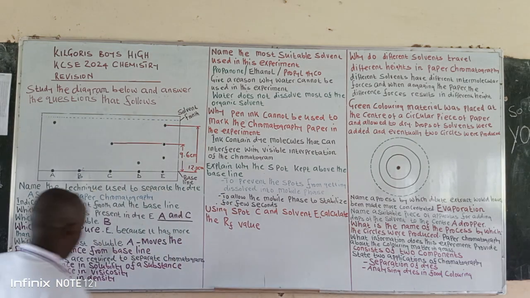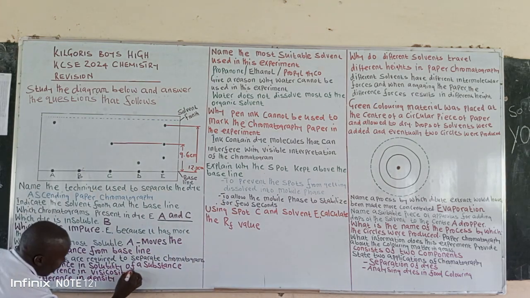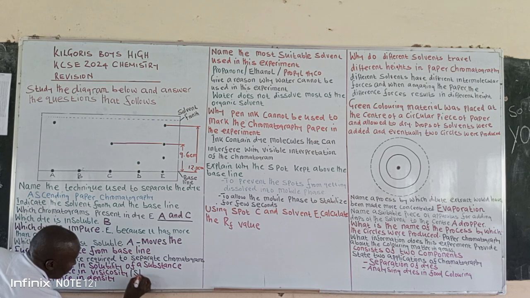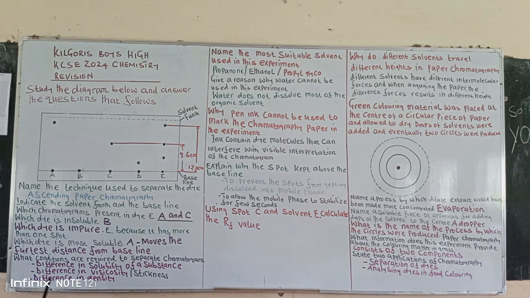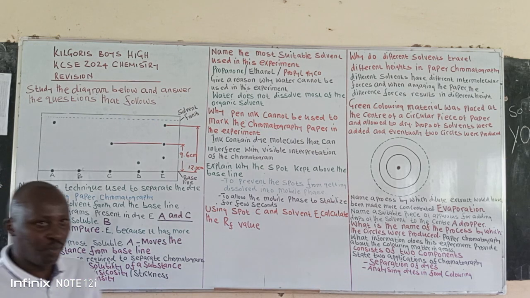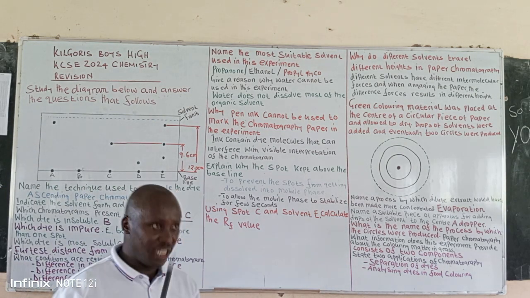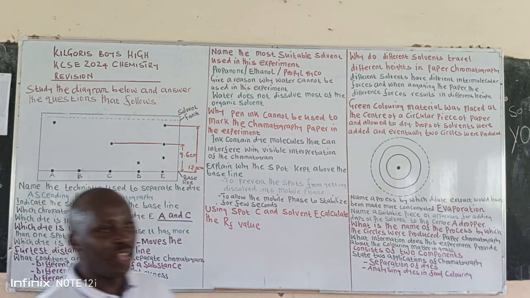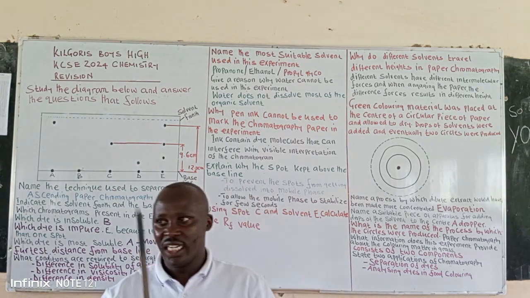So you can say viscosity, or you can say the difference in stickiness. The difference in stickiness of a substance, or the difference in viscosity, is a property that makes the separation take place. And also we have a difference in densities.